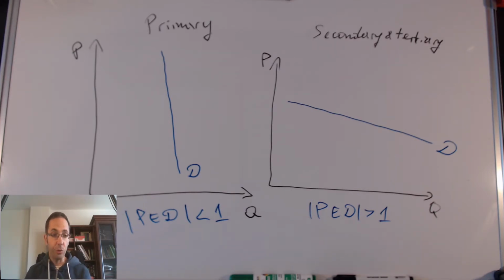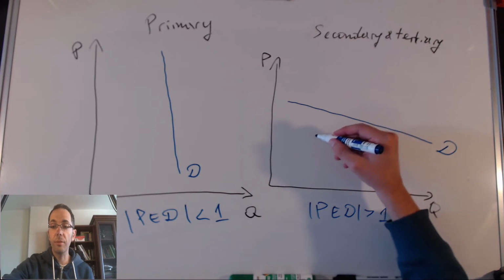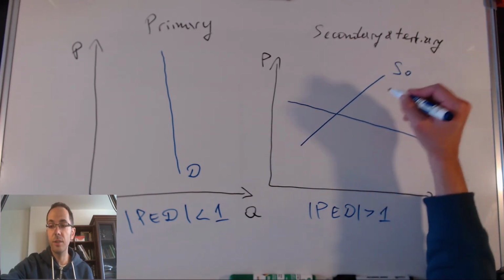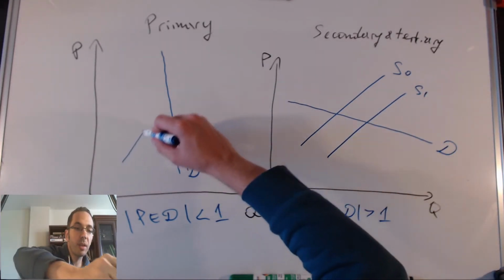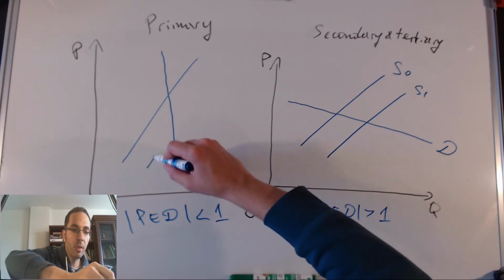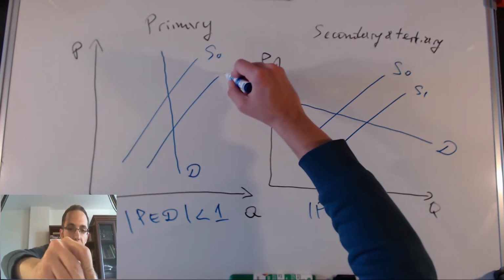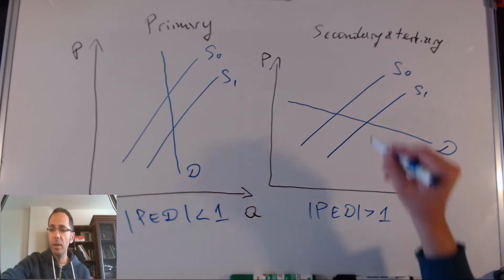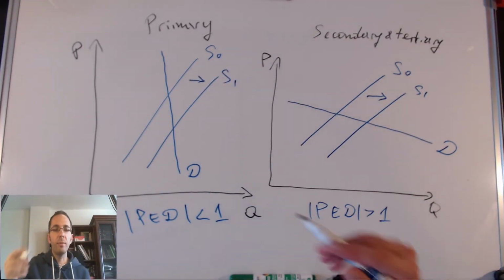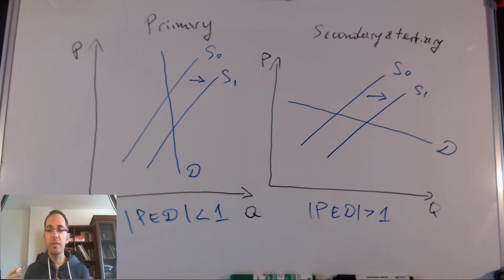Okay, now to illustrate the difference in behavior, I'm going to add two supply curves, one on each graph. So I'm going to have an increase in supply from S0 to S1. And again, a similar increase in supply from S0 to S1. Okay, let's analyze and see how these two firms will be impacted. In both situations, we have a demand curve and an equivalent increase in the supply.